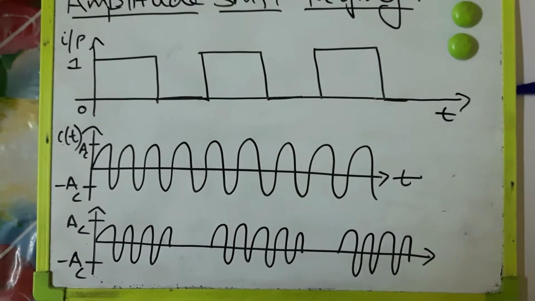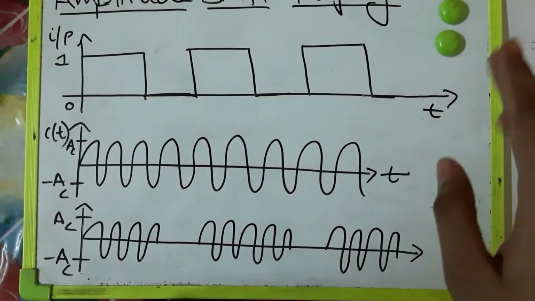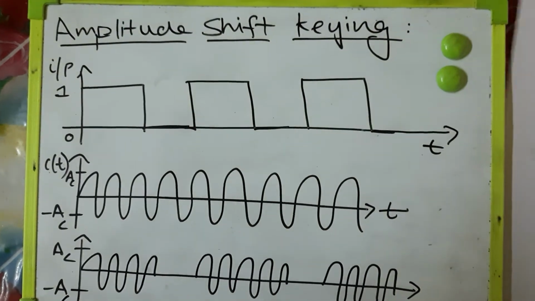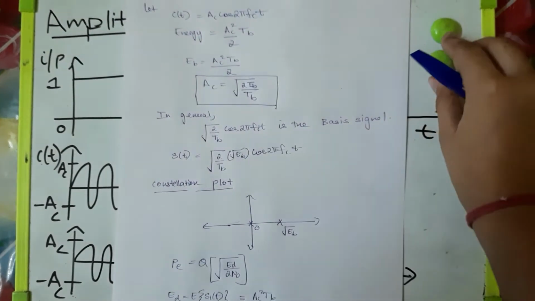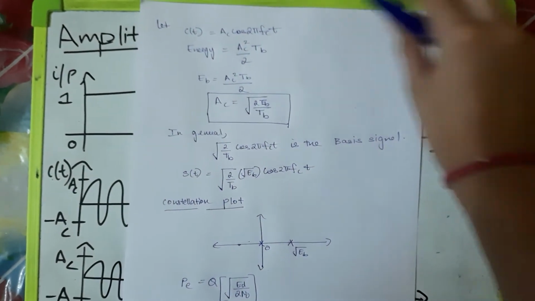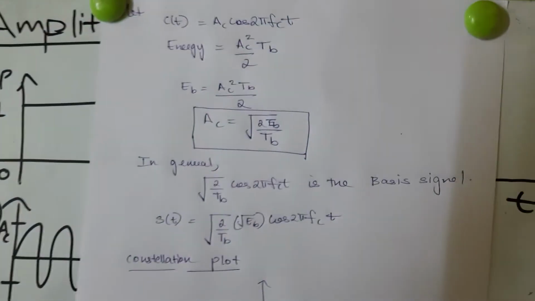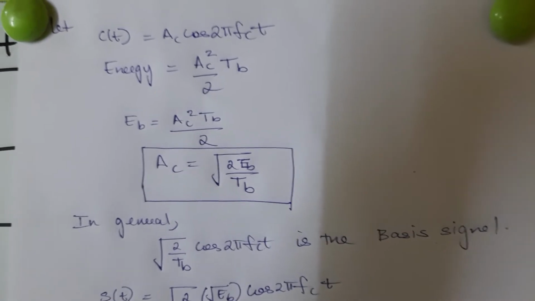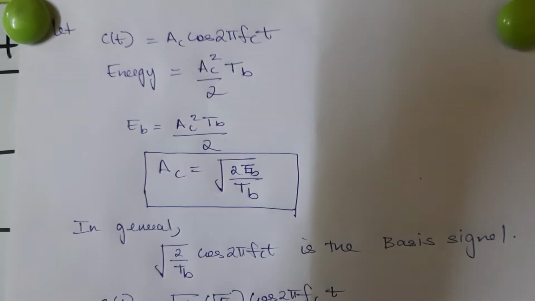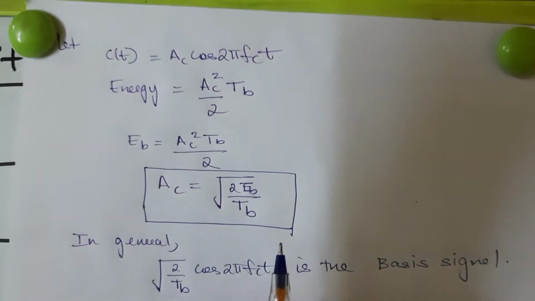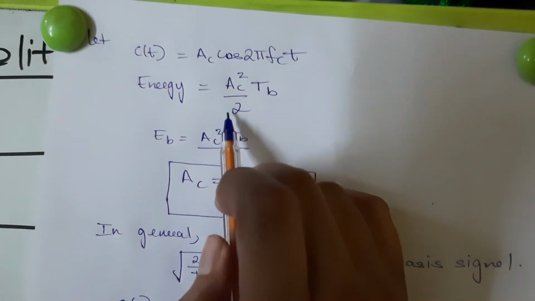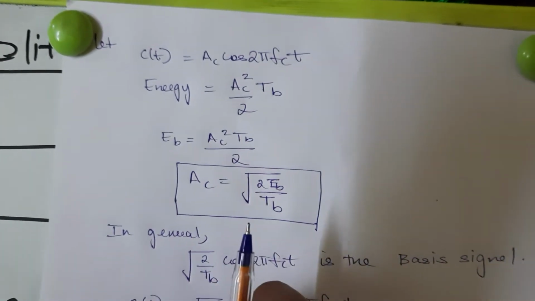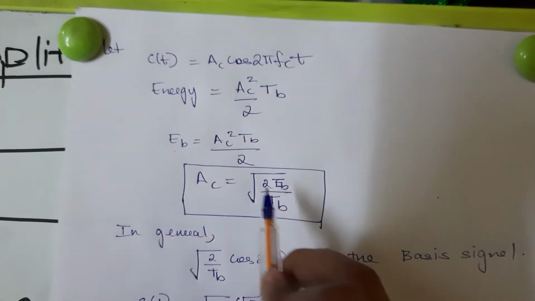Basically I am multiplying a digital pulse along with the carrier signal AC. Now let me show you the derivation. Let our carrier signal C of t be AC cos 2 pi FCT. Now energy of the signal is given by AC square by 2 TB. From here I can find the value of AC as root of 2 EB by TB.